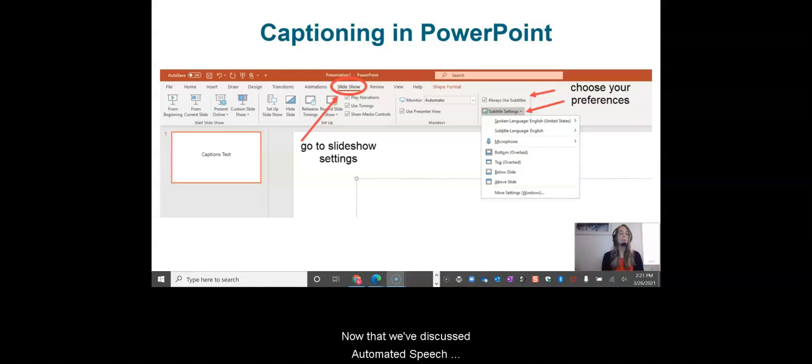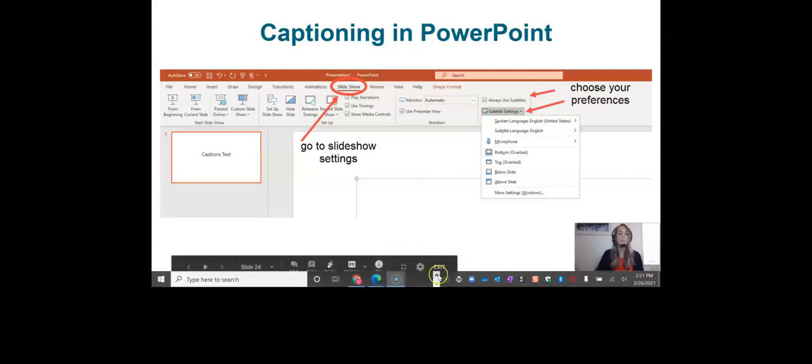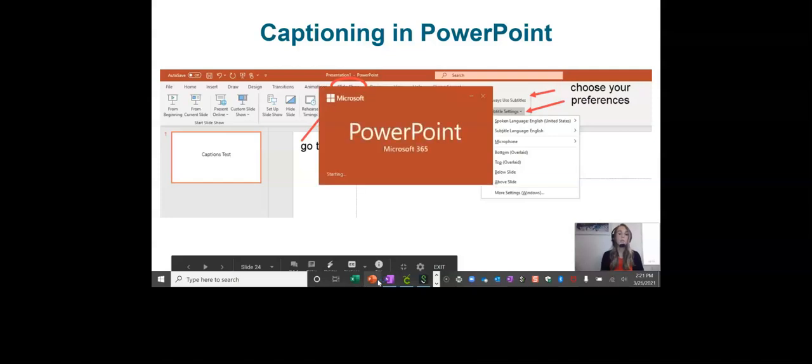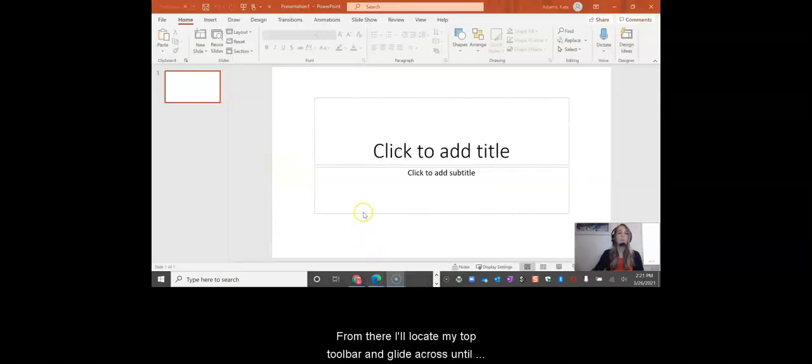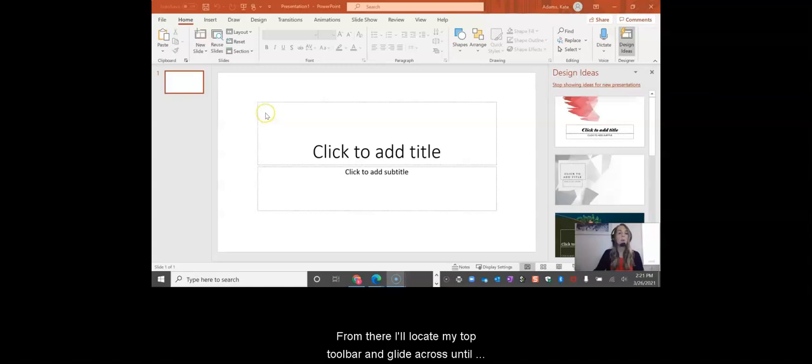Now that we've discussed automated speech recognition, as well as some tips for more accurate captions, let's delve into our tools. The first we'll explore is PowerPoint. I'll go ahead and walk you through that now. Step one is just opening a PowerPoint presentation. From there, I'll locate my top toolbar and glide across until I find Slideshow.